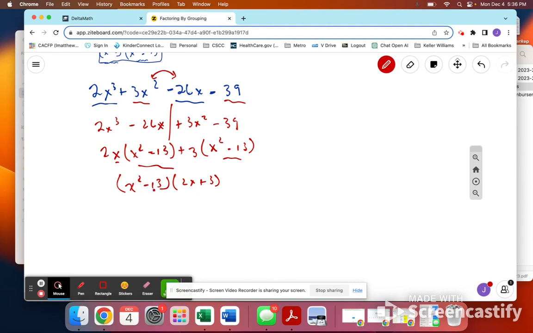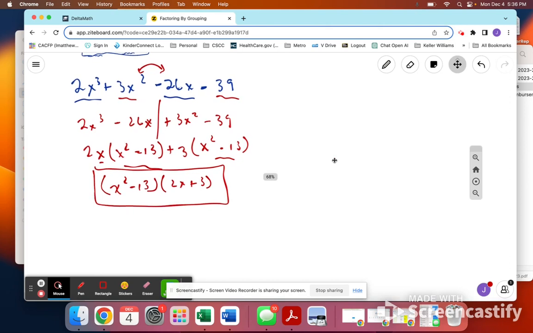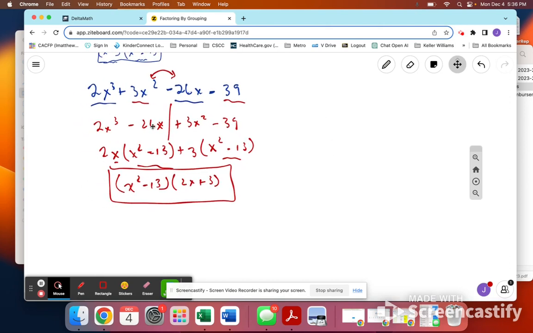X squared minus 13 is not factorable. 2x plus 3 is not factorable. And I'm done. All right, 2 examples. There are many more you can do. The key here is that I have 4 terms, and so it makes it easy for me to kind of group it.